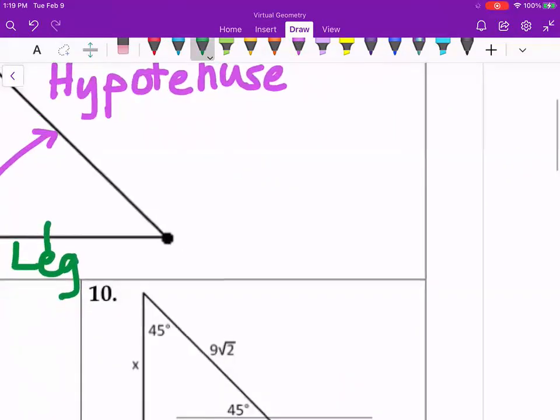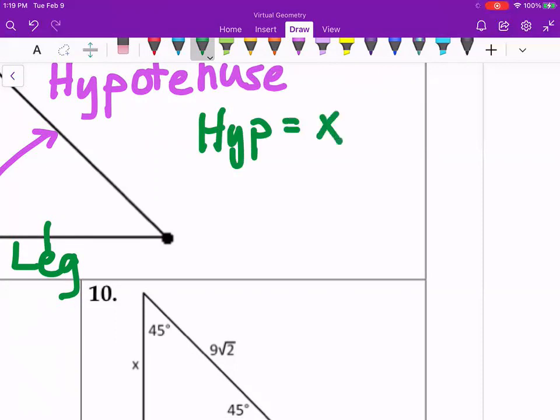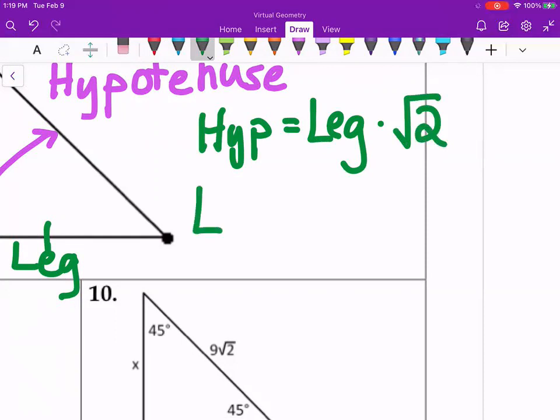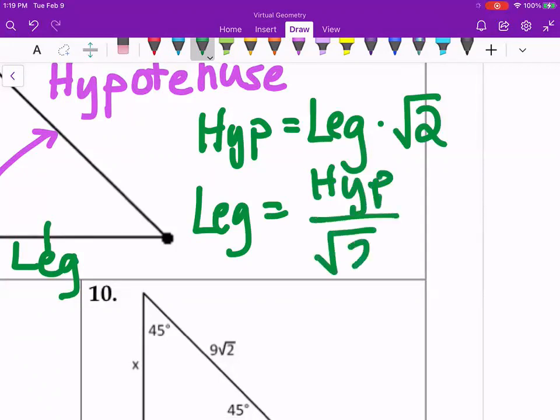So this time we've got just two formulas to work with because our legs are the same length. If I need the hypotenuse, that is equal to your leg, it doesn't matter which leg, times the square root of 2. And if I need to get back to the leg, if I have a hypotenuse, and again it doesn't matter which leg because they're the same, then that is your hypotenuse divided by the square root of 2. So let's see what happens with our examples.